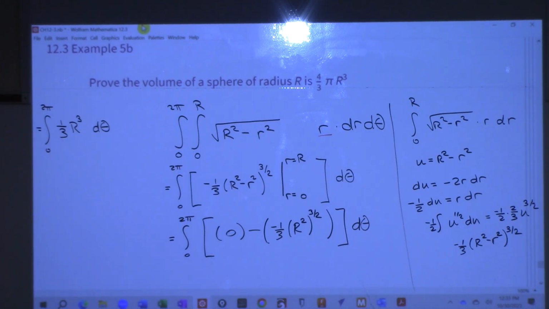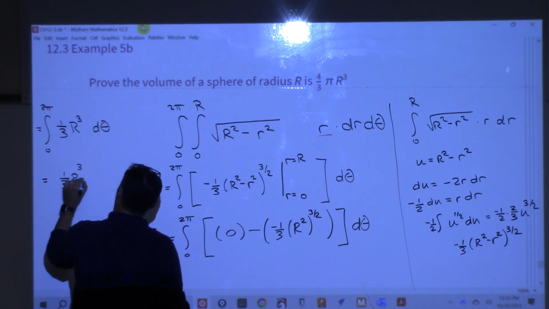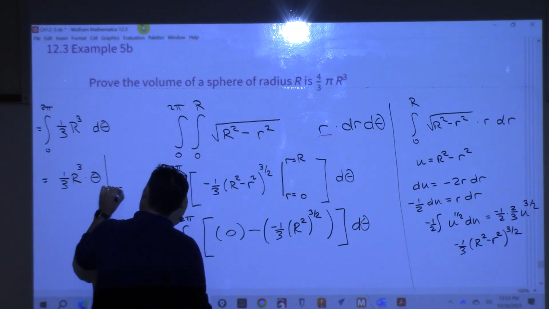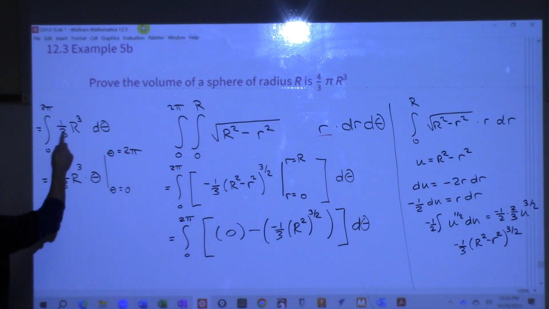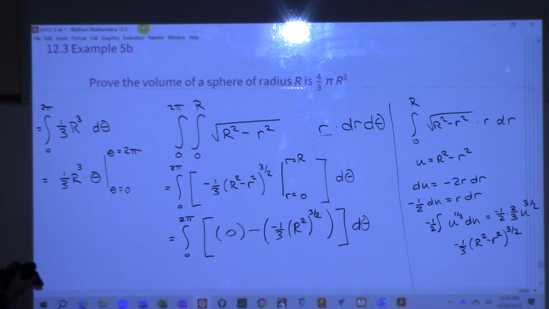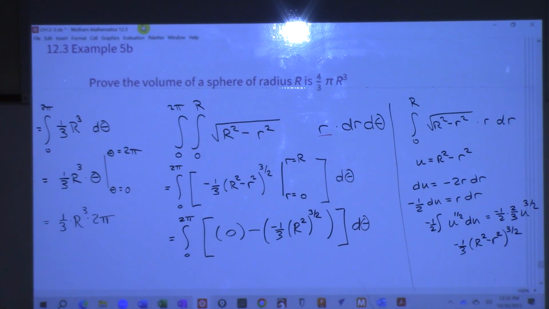And that's a constant. So the antiderivative of that is just 1/3 capital R cubed times theta, evaluated from theta equals 0 to 2 pi. The antiderivative of that is this with a theta, and now plug in 2 pi. When we plug in 2 pi, we get 1/3 times R cubed times 2 pi. When we plug in 0, we get 0. And then cleaning this up, this is 2/3 pi R cubed, which is the volume. Just bring the 2 pi out front and write it that way.